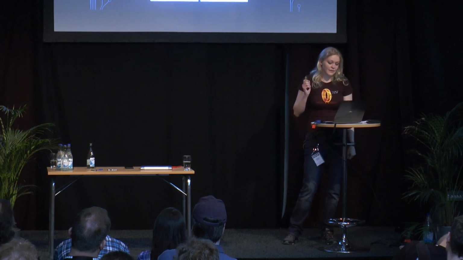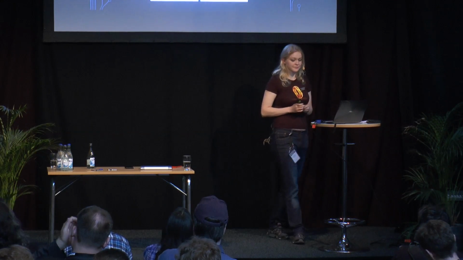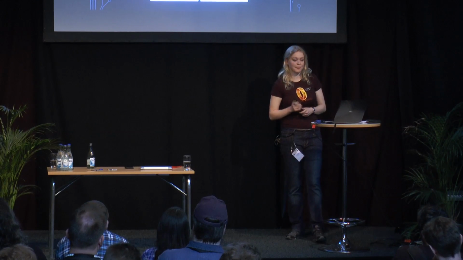So, yeah, this is an overview of the types of payments that you can do, or the types of monetization. Like I said, the one-time purchase combined with the trials. We strongly advise to try and implement the feature-based trials, the feature-differentiated trials. You can do in-app purchases with either our SDK or your own ecosystem. And you can do ad-supported games. And the in-app purchases either via consumables or durables.